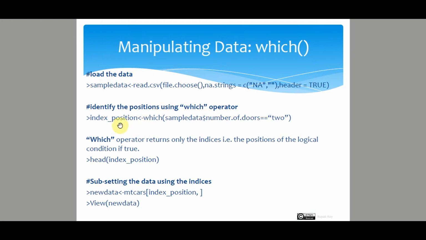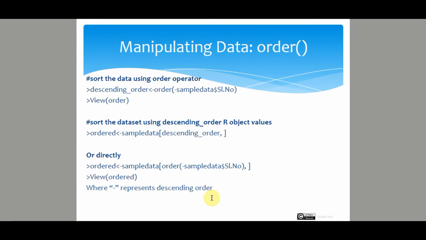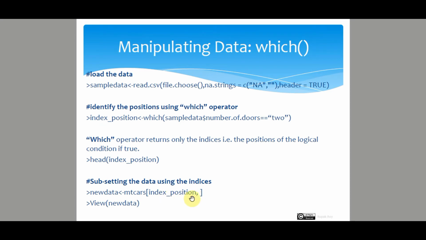Now we can subset the data very easily using the indices saved in the R object whose number of doors is equal to 2. mtcars under bracket, the R object name index position, comma, leave it blank for the columns, which means all the columns, close the bracket. Done.